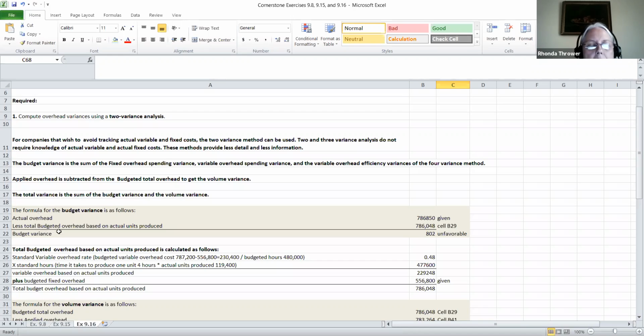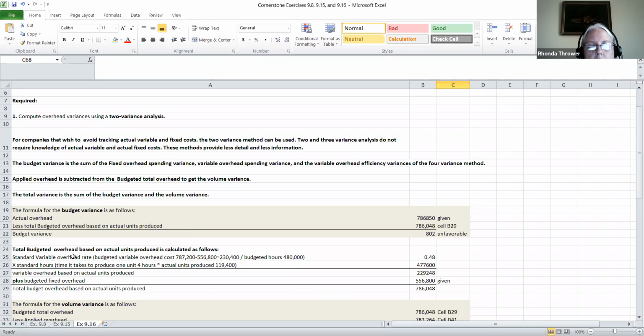All right, what they asked you for in Cengage was to calculate the budget variance using two variance analysis. The actual overhead was given, so you just plug that in. You're going to subtract from the actual overhead the total budgeted overhead based on the actual units produced. And what I've done is I've shown you how to do that right here.